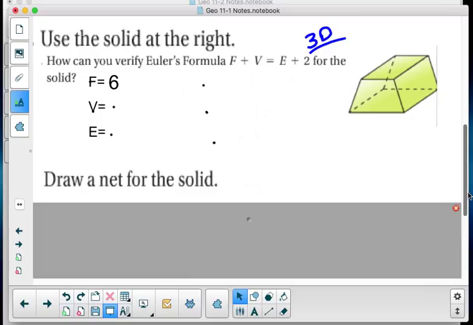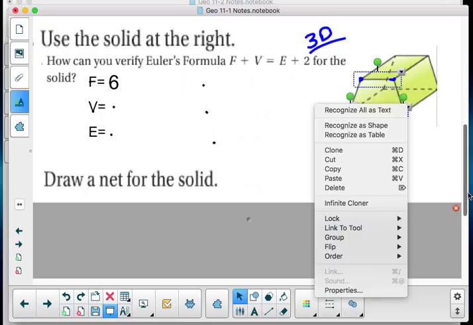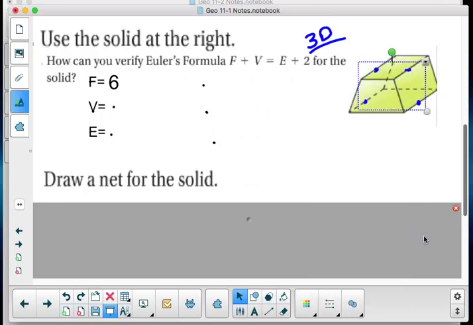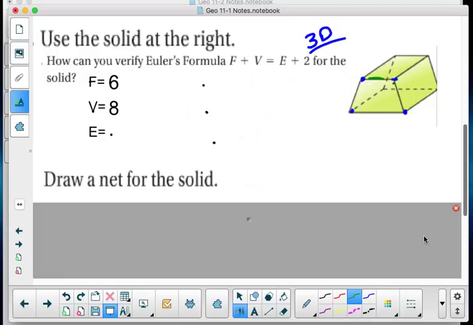Now, my vertices, and remember, it's about symmetry. I've got four here, and I've got four more on the back side that are the same. So I have eight vertices. Okay, my edges. I have four edges here, and four more back here, and then I have four that connect them. So I'm going to have 12.